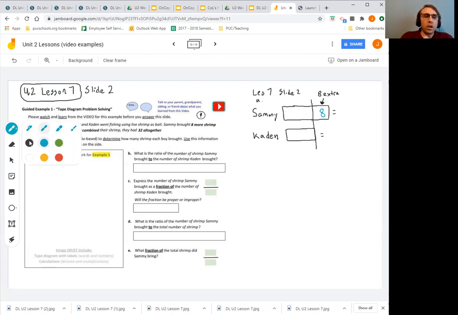And then what else do we know? Well, we know that if you were to combine all of their shrimp, so Sammy's total and Caden's total, you combine that together, you would end up with 32. Okay, so Sammy's and Caden's combined make 32, and Sammy has 8 extra. Okay, I want you to pause the video and think of what we could possibly do to solve this problem. How could we figure out what goes in each?